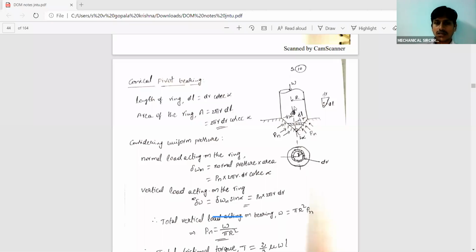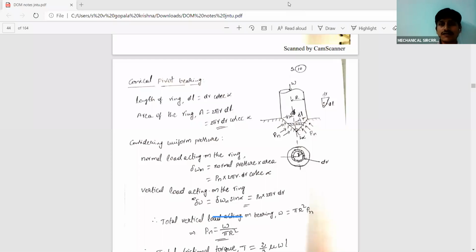So now, the radius of the shaft is capital R, and the radius of the ring is small r, and the thickness of the ring is dr. And here dl is also there. That is the length of this particular side of our ring, the width or length of the ring is dl. So all of you observe that.